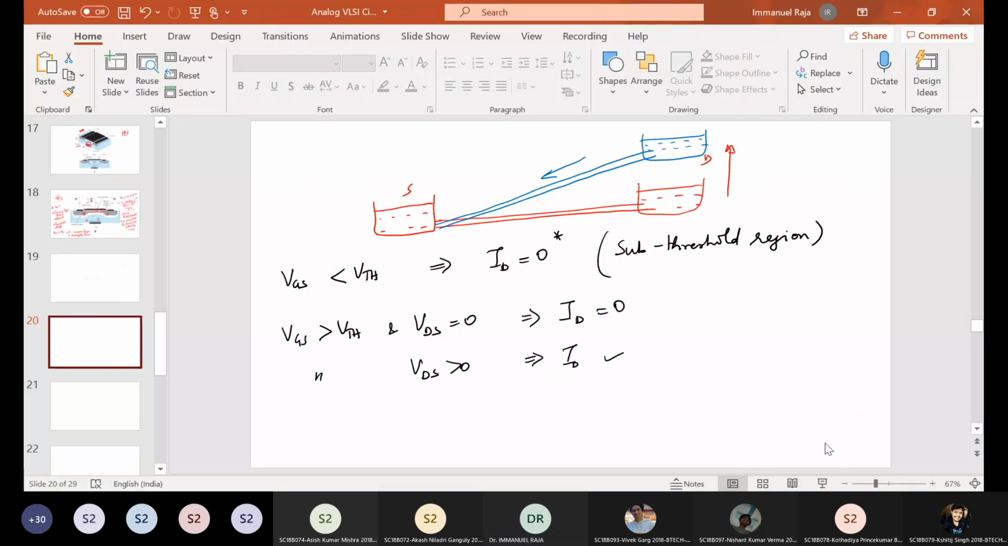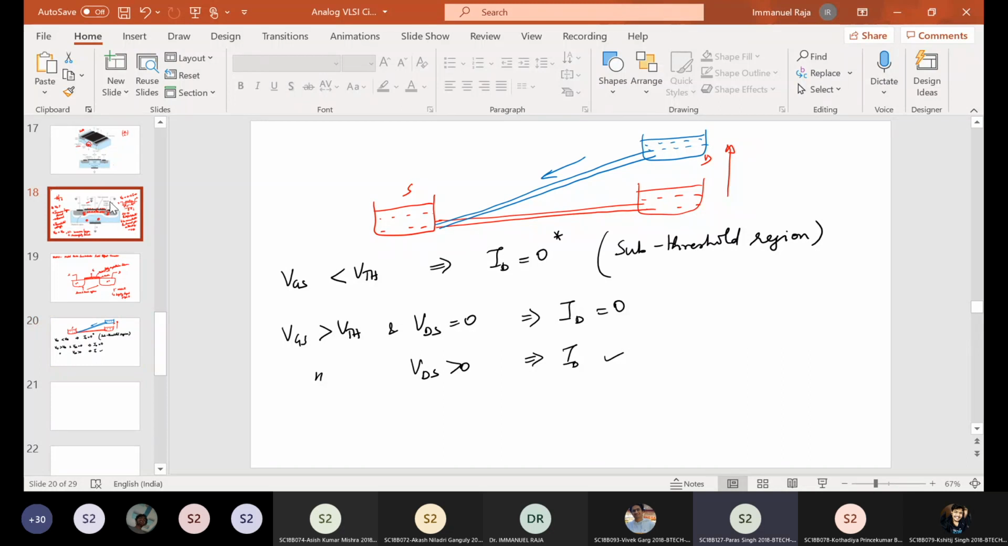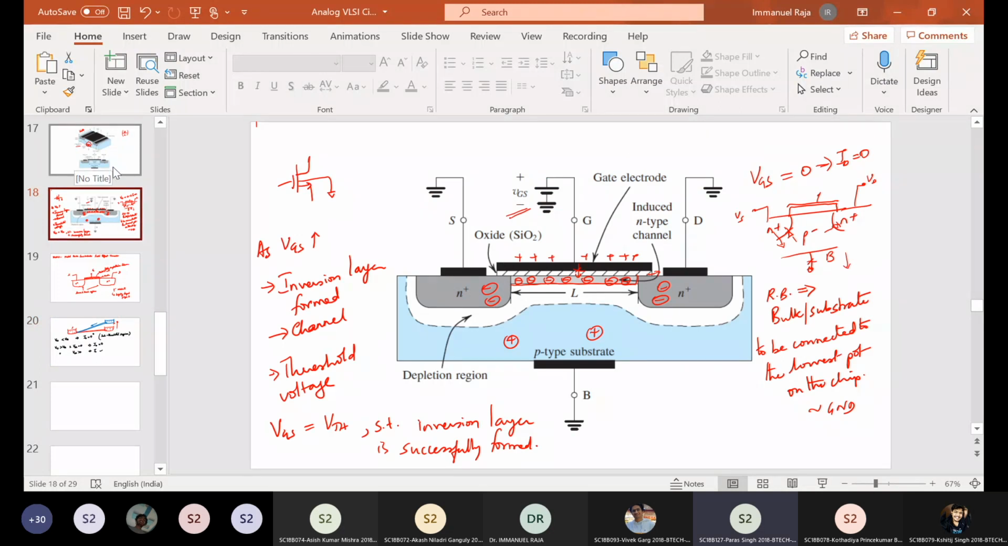Sir, if the source and drain doping are different, like one is highly doped and one is slightly doped, and the potentials are the same, both ground, will there be a current? Typically, you will have both source and drain with the same doping.